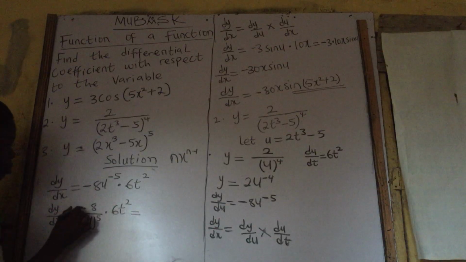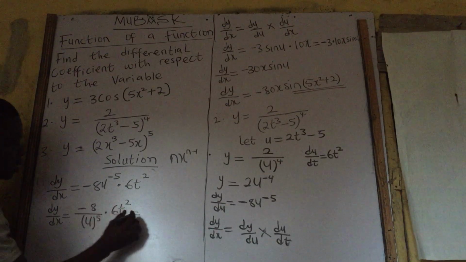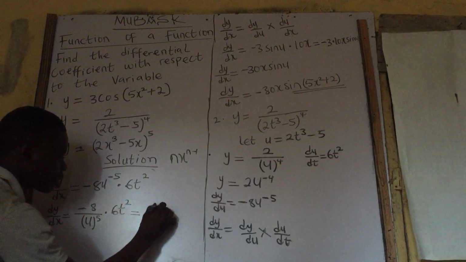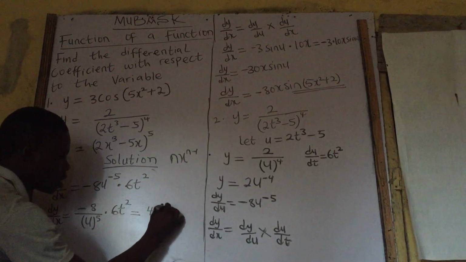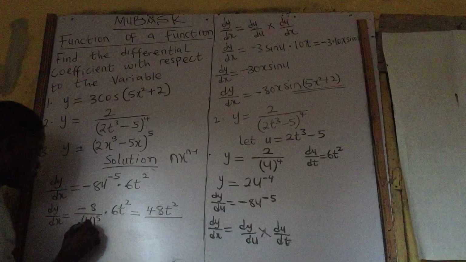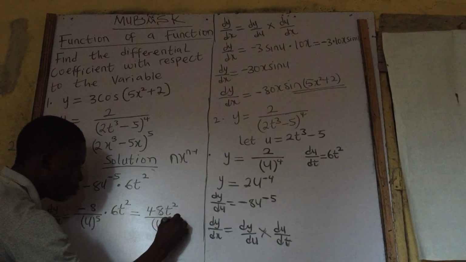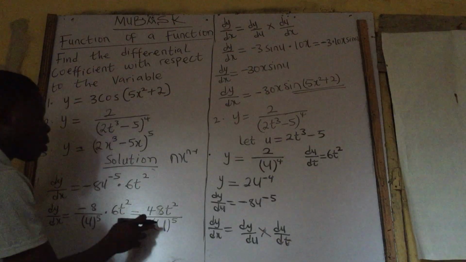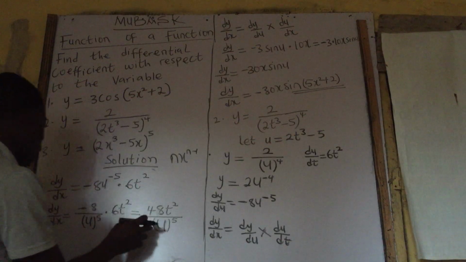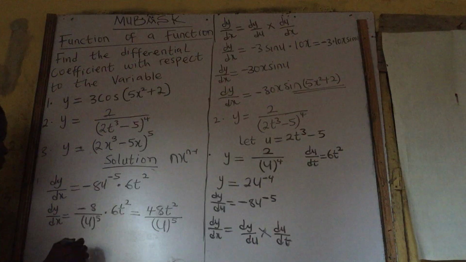all equal to what? Minus 8 times 6 is what? 48t squared divided by what? u raised to power 5. But we let our function equal to u, so we can now substitute back into the formula.